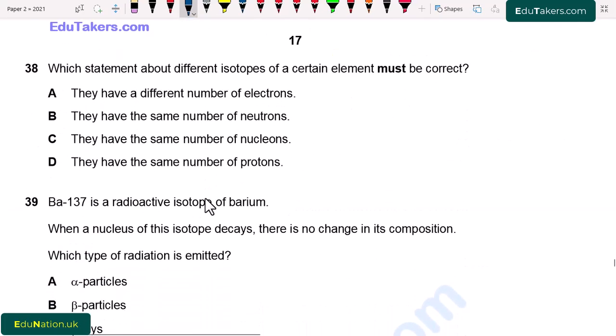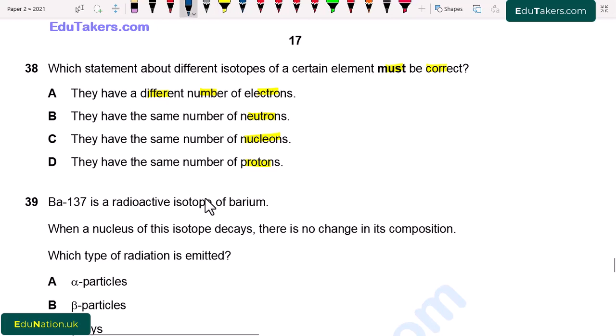Question number 38. Which statement about different isotopes of a certain element must be correct? A. They have different number of electrons. B. They have same number of neutrons. C. They have the same number of nucleons. D. They have same number of protons.